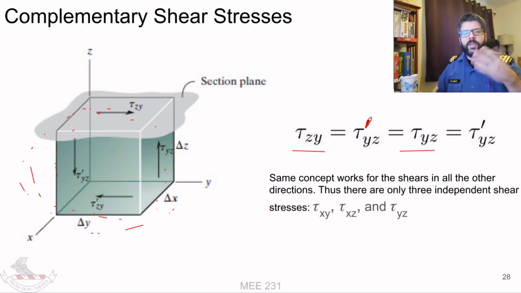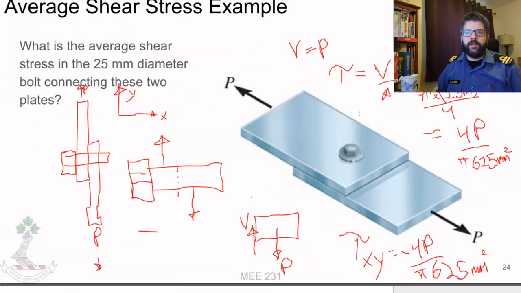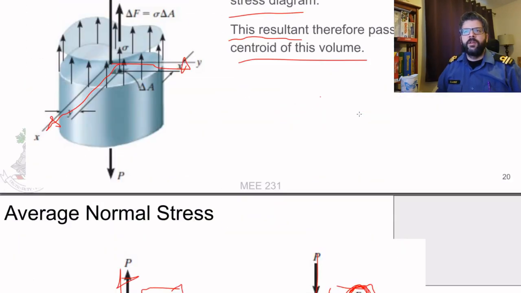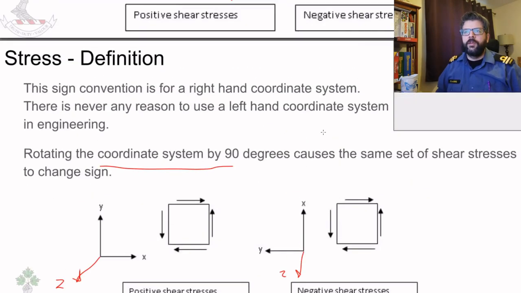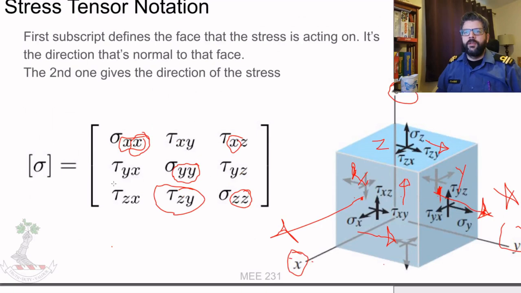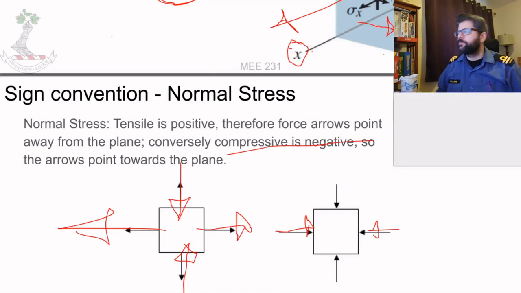So that's why you have complementary shear stresses. That's why when we go back to our stress tensor, this matches this. This matches this. This matches this. These values are the same, these values are the same, and these values are the same. All right, and that's an intro to stress.